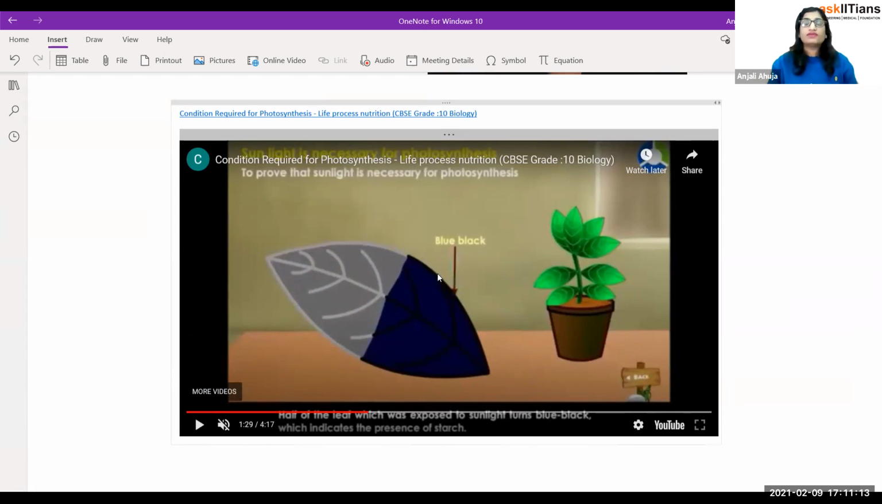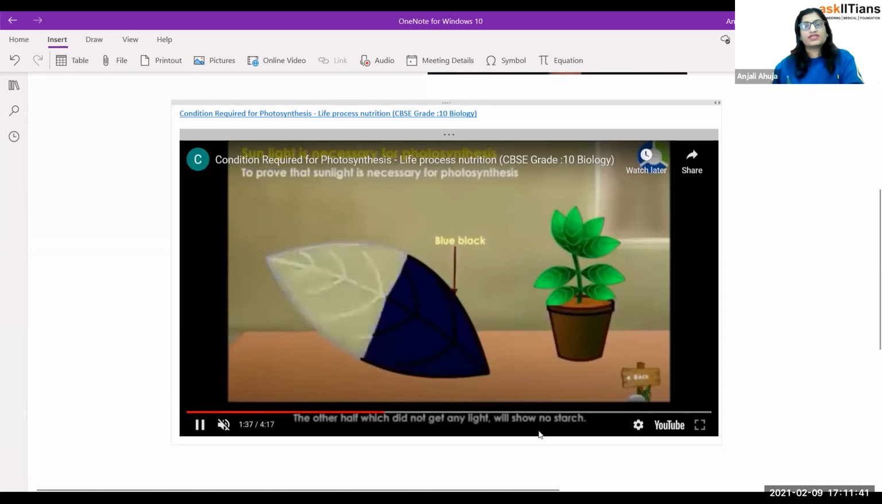And all they are doing in the experiment is testing the presence of starch. In the first case, you add iodine. In the second case also you add iodine after putting it in the alcohol. But in the first case, the transparent or decolorized part, here the starch result will be negative. And in this case, starch will be positive. Blue patch will be there. So that's what they are trying to do in the video. That's the first thing. The other portion did not get any light, so it shows no starch.